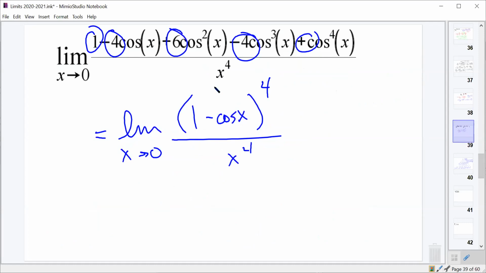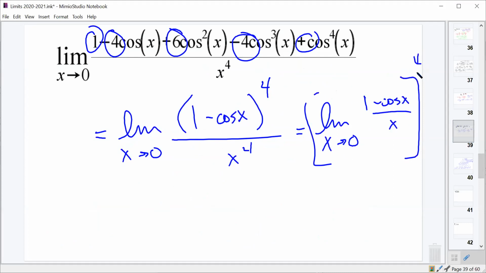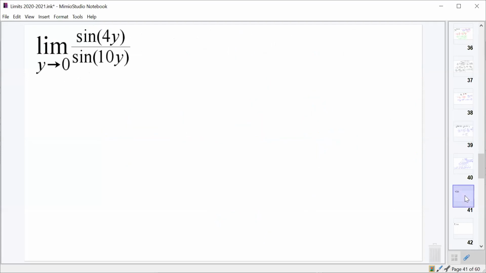So if we factor this down to 1 minus cosine x to the 4th, and I've got an x to the 4th in the denominator, what do we end up with? The limit as x approaches 0 of 1 minus cosine x over x, all raised to the 4th. And what's the limit as x approaches 0 of 1 minus cosine x over x? It is 0. We got 0 to the 4th, or just 0. Everybody good there? Yes. All right. Let's do another one.